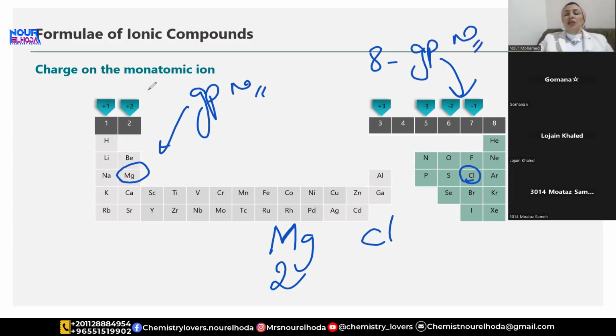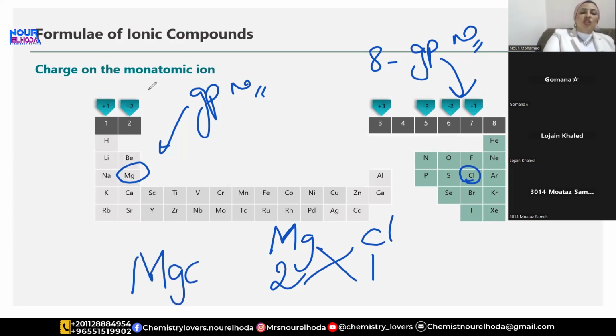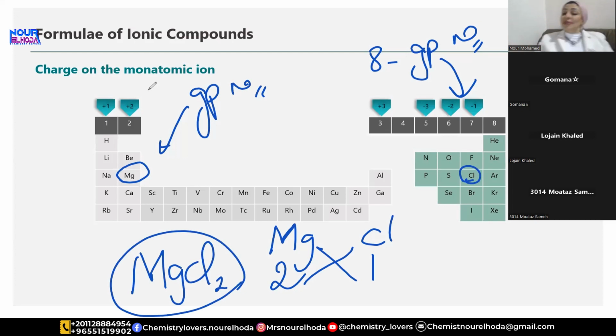Okay, perfect. Now I have chlorine. So what should I do? Chlorine is in group 7, so I'm going to do 8 minus 7. So it's 1. And then the last step, you are going to swap. So what will happen? The magnesium is going to take the 1, and I don't write the 1, no need to write it. So magnesium takes the 1, while chlorine takes the 2. So this is MgCl2. Voila. This is the formula, and that's it.